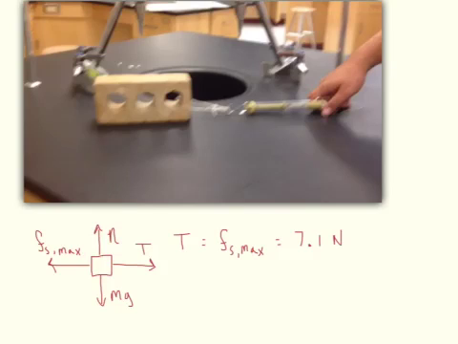Close enough. Okay, and of course we also know that since it's in equilibrium, N has to equal mg. And for that value, we're going to have 15 newtons. Okay, so let's define a couple things real quick, and then we're going to come back and finish this problem, which we said earlier was to solve for the coefficient of static friction.